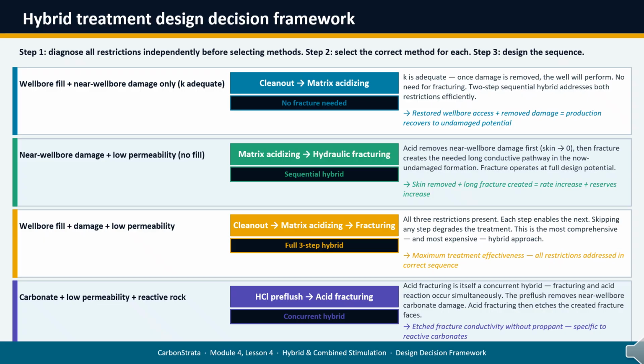Now last scenario. Carbonate with low permeability. Focus on the rock behavior. The formation reacts with acid. So fracture creation and conductivity can happen together. That leads to acid fracturing. Pre-flush prepares the system. Fracture and reaction occur simultaneously.